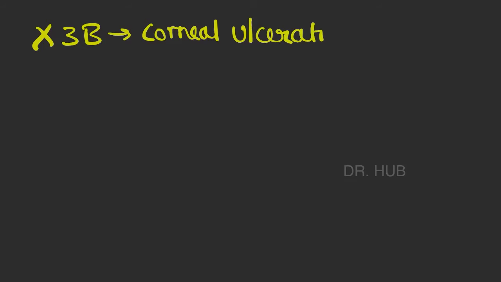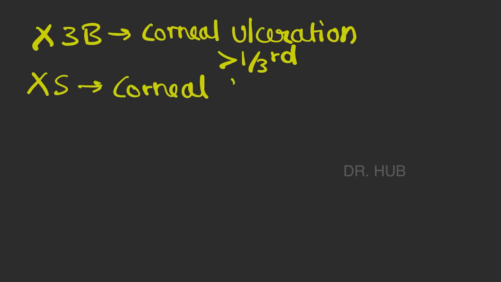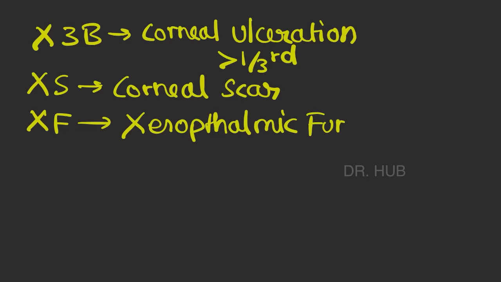Now moving further, we have X3B. Here it is corneal ulceration as well, and this is above 1/3 of the layers involved. And XS is for corneal scar, and XF stands for the fundus, so xerophthalmic fundus. So if X3 is there, you need to know that corneal ulceration is there, F stands for fundus and S stands for scar.